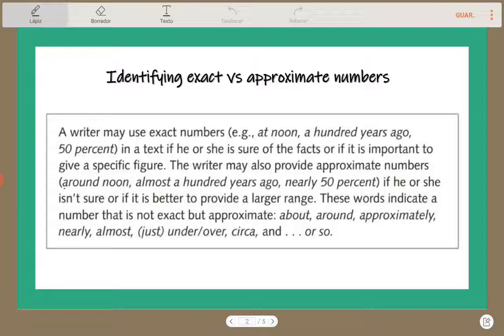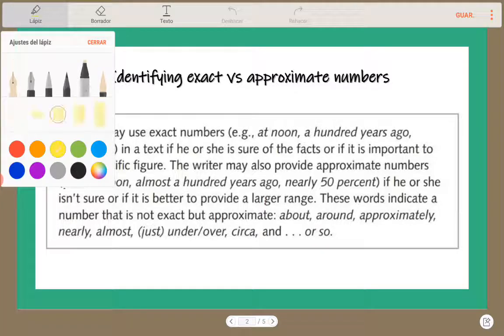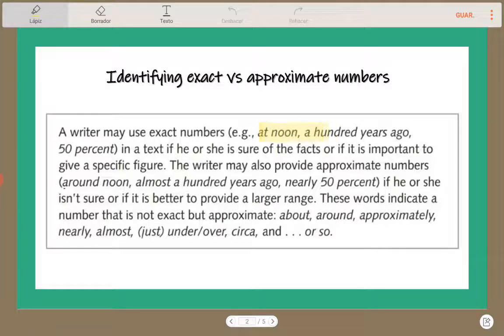This is the information that you're going to write in your notebook, okay? Just this information. If we have more, I'll tell you in the video. So let's start. It says, a writer may use exact numbers with these phrases. For example, I'm going to highlight them. For example, at noon, 100 years ago, 50%. The writer is going to use these numbers in a text if he or she is sure of the facts or if it is important to give a specific figure.